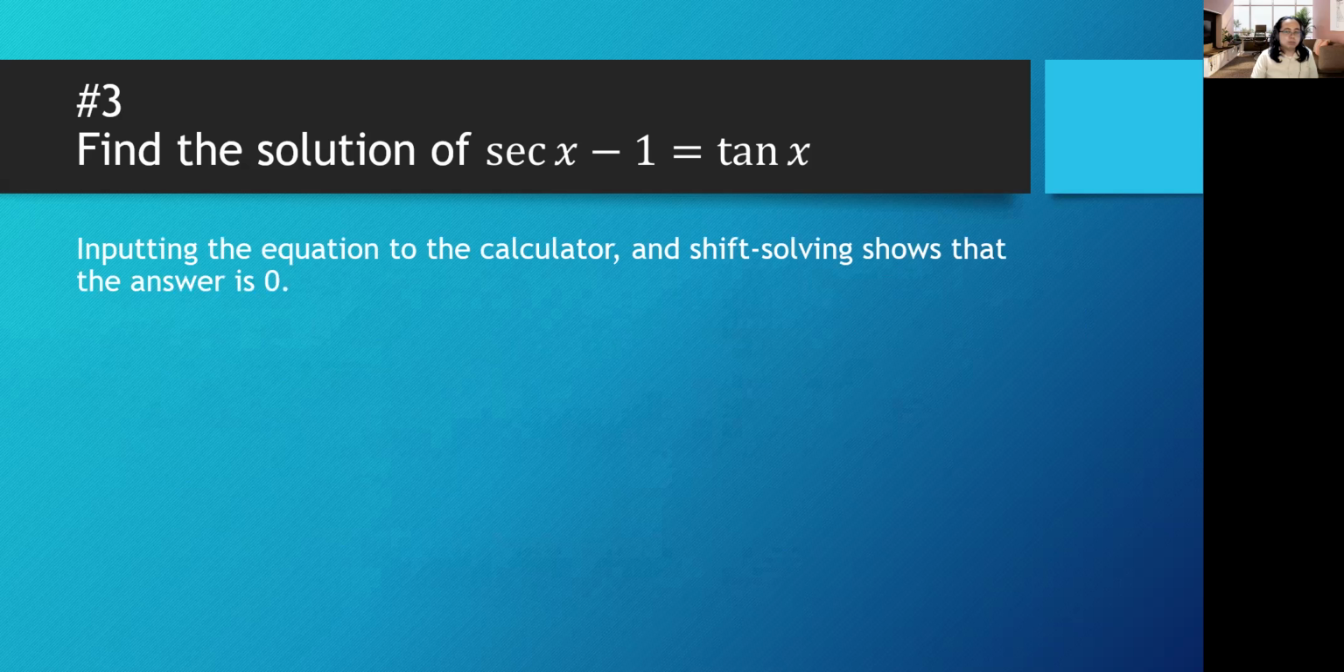Next, find the solution of secant x minus 1 is equal to tangent x. This is quite a simple problem. We simply have to input the equation into the calculator, and we are able to shift solve it, and it gives us an answer of 0.